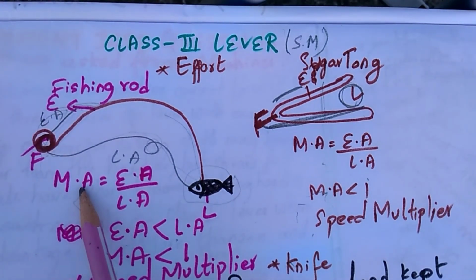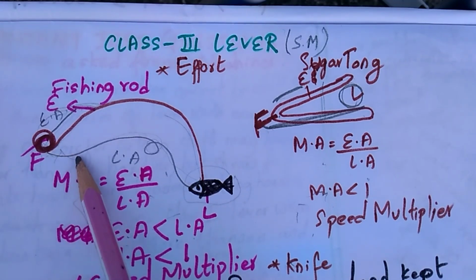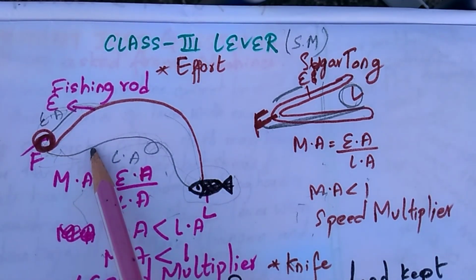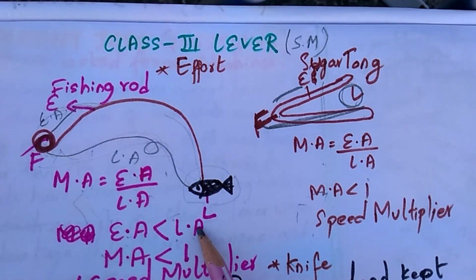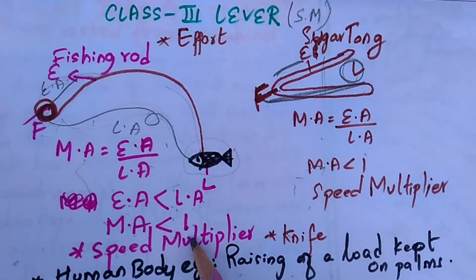Formula of mechanical advantage is effort arm upon load arm. Here effort arm is less than the load arm because load arm is longer than the effort arm. So effort arm is less than the load arm, and if effort arm is lesser than the load arm, so mechanical advantage will be less than 1. And if mechanical advantage is less than 1, then it will be speed multiplier.